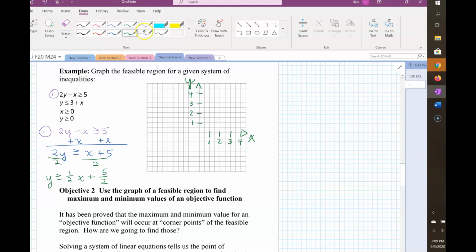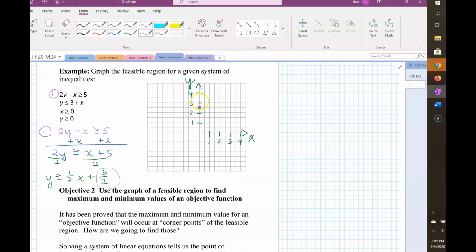So I can see that my y-intercept is 5/2, so that's 2.5. So I'm going to go up to 2.5 and see how I can precisely plot it on the graph because of my scale. So then my slope is 1/2.